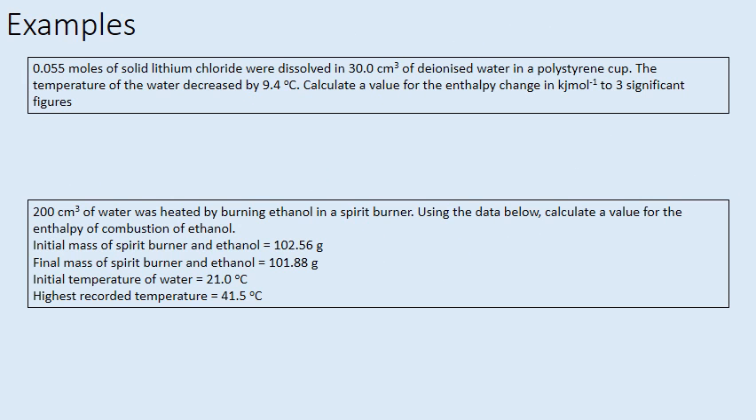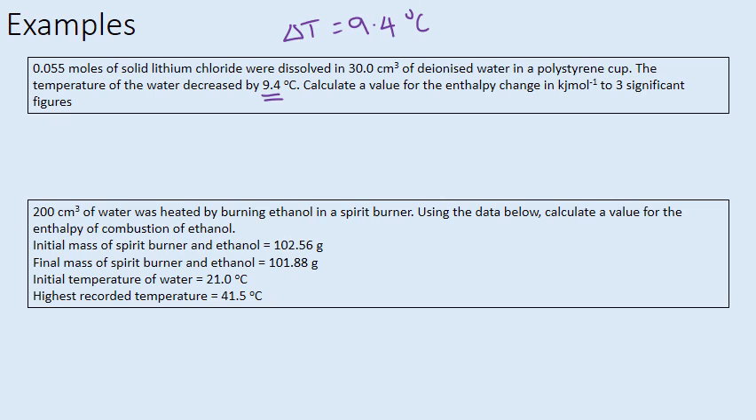Okay, so let's do a couple of examples then. The first one, we've got 0.055 moles of solid lithium chloride being dissolved in 30 centimeters cubed of water in a polystyrene cup. So this sounds like our reaction is taking place in a solution. The temperature of the water decreased by 9.4, so our delta T is equal to 9.4.